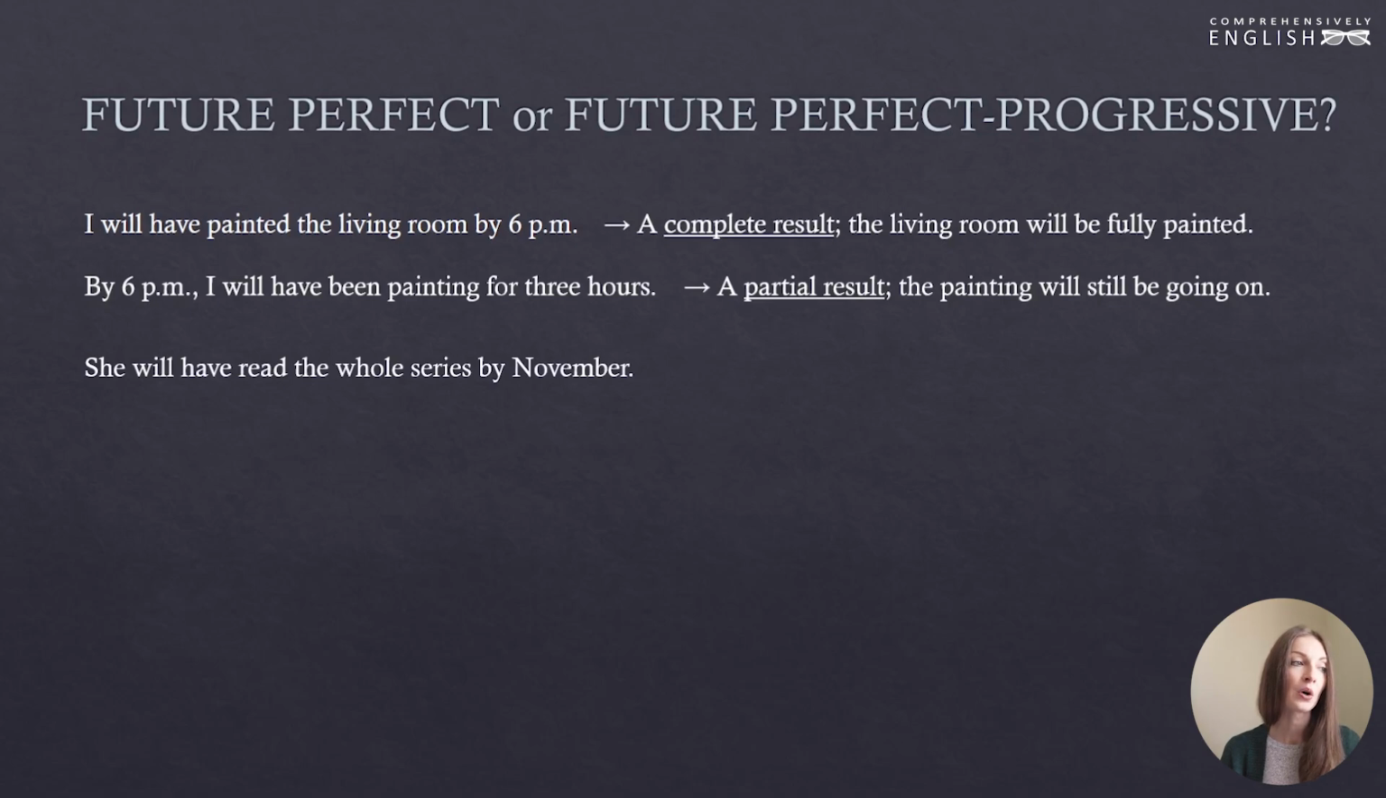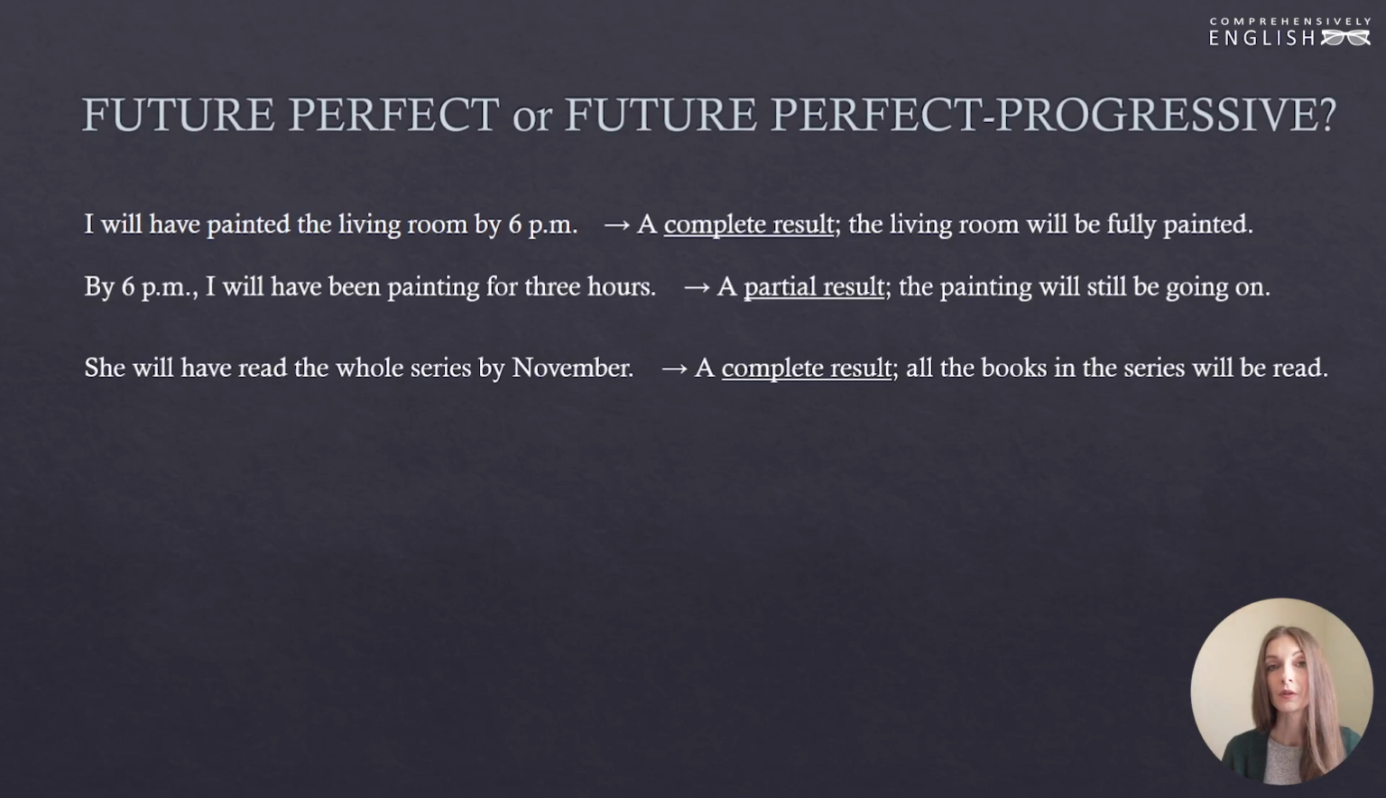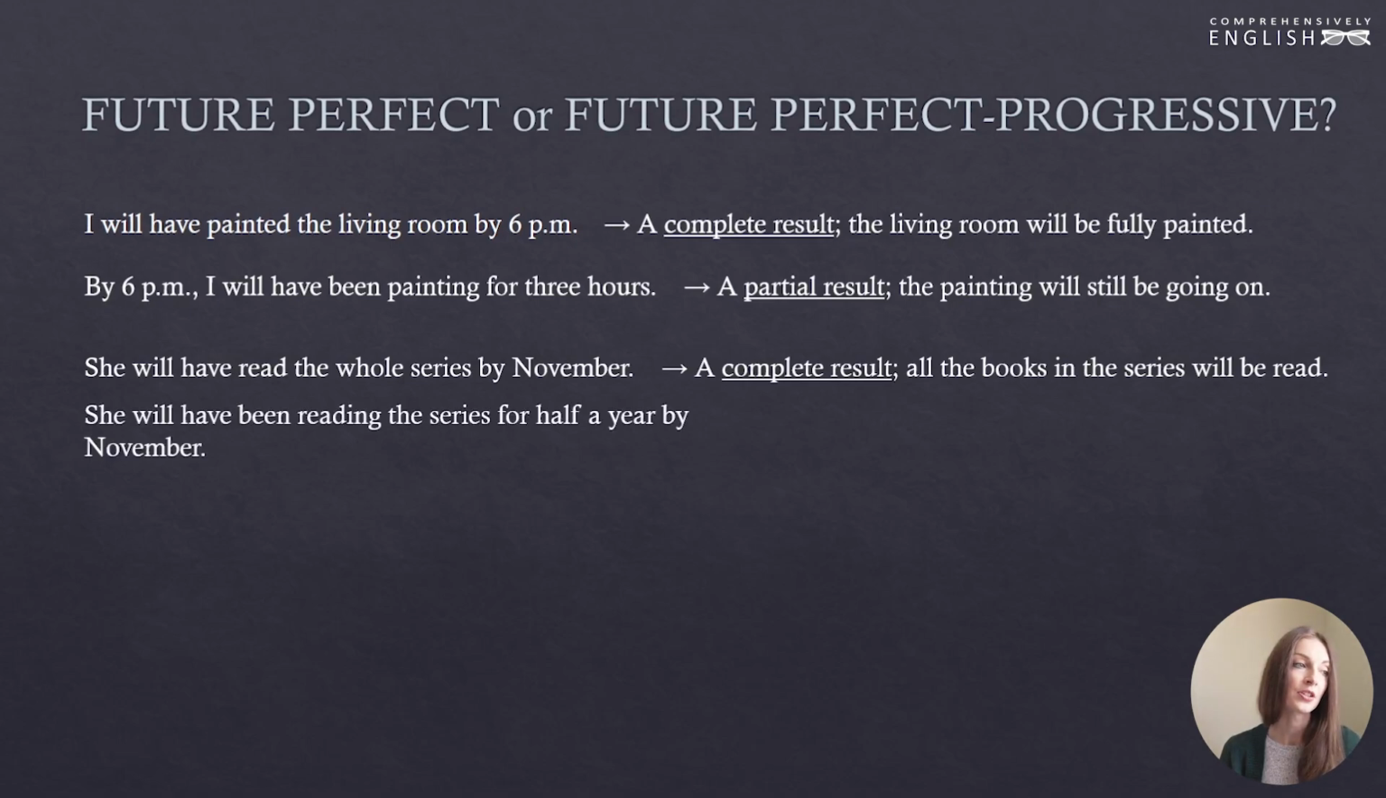She will have read the whole series by November. A complete result, all the books in the series will be read. She will have been reading the series for half a year by November. A partial result, only some of the books will be read. Others will be read later.